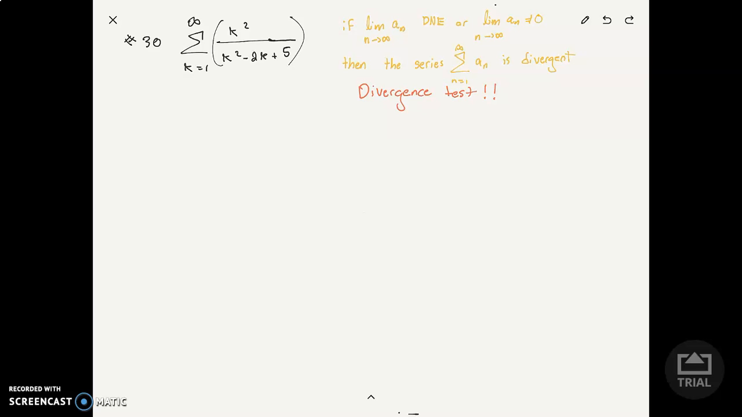Okay, so number 30 is asking us to determine whether or not this series converges, and if it does, to what sum. And to do this, we're going to be using the divergence test, which states that if the limit as n approaches infinity of a sub n does not equal 0 or does not exist, then the series diverges.